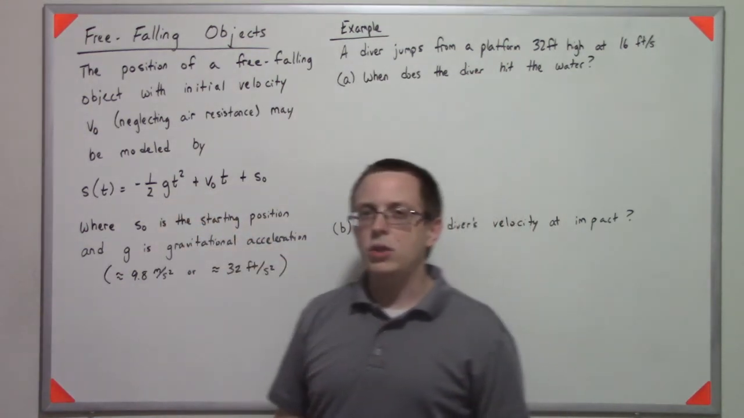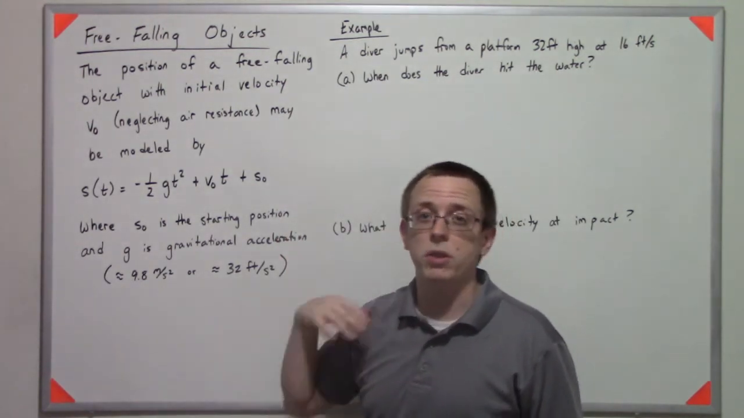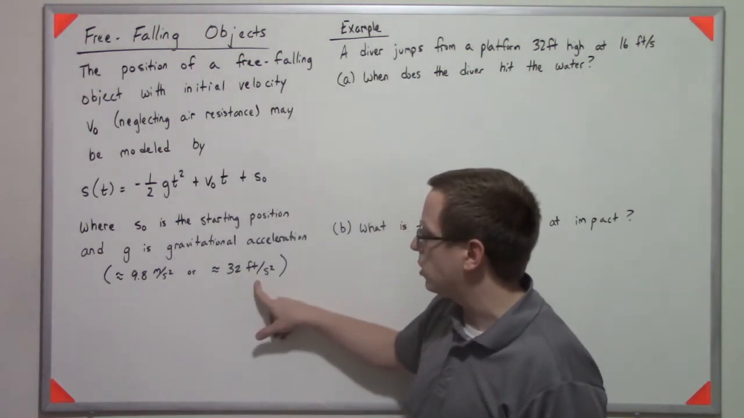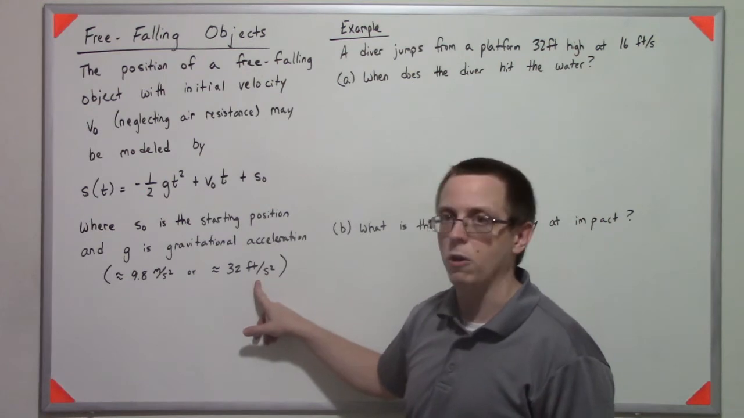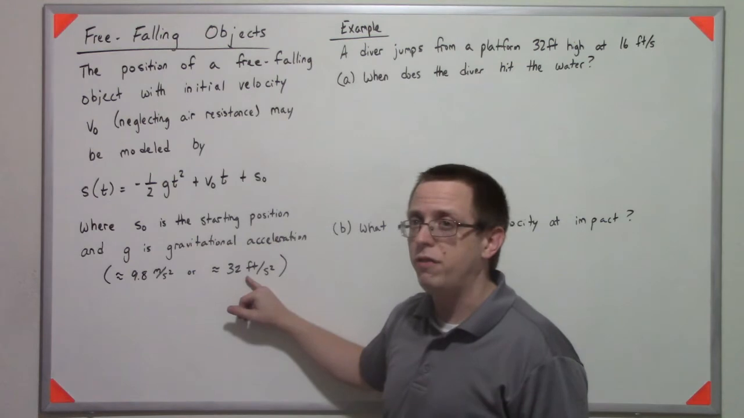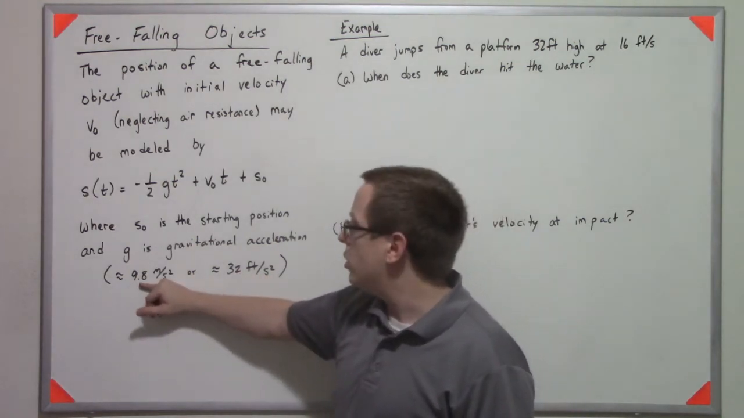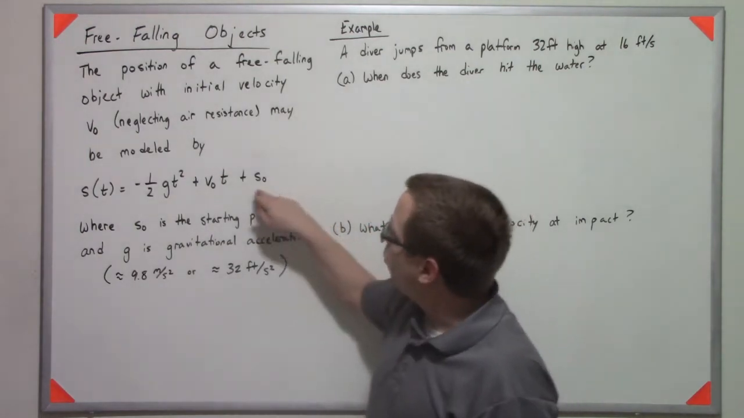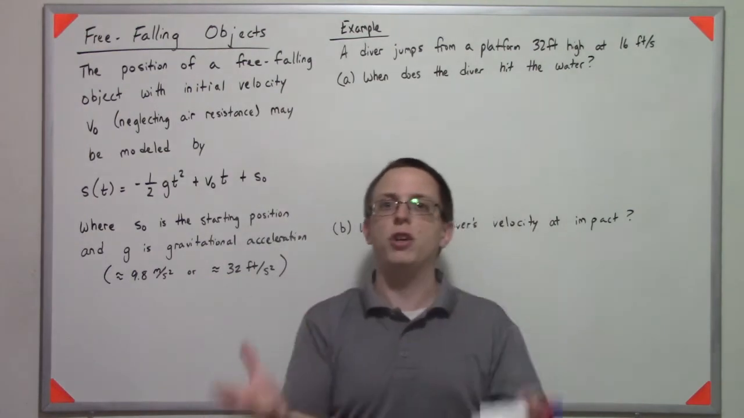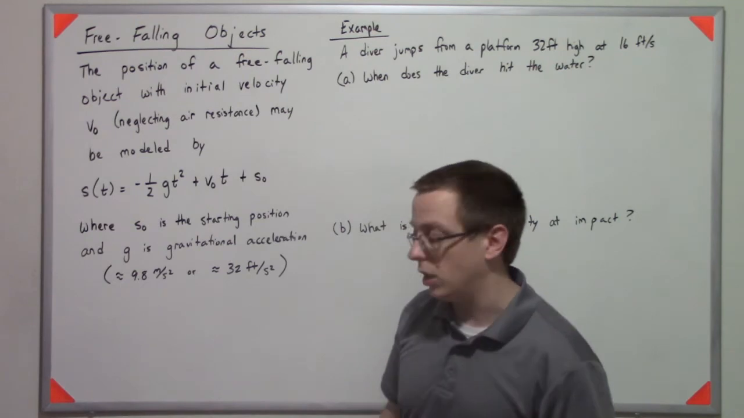So V0 is a starting velocity, but g is the gravitational acceleration. That's usually represented either by 9.8 meters per second squared if you're dealing with a metric problem set, or 32 feet per second squared if you're dealing with imperial. So if your problem is given in feet, use this one. If your problem is given in meters or centimeters or whatever, use this one. We'll plug those constants into this function and generate a function that models the position of the object we're dealing with.